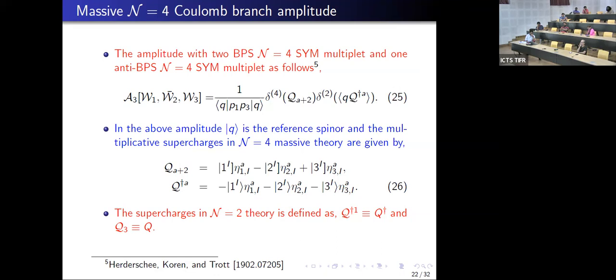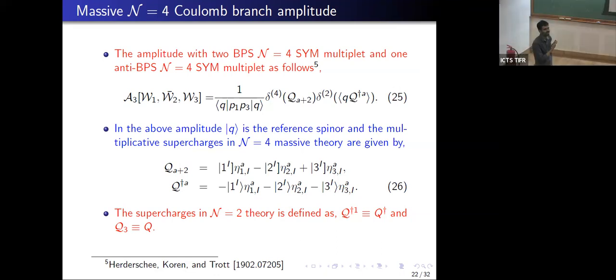Okay, I will check this point also. Yeah. What does all mean? But it's M1 equal to M2 plus M3. Right.